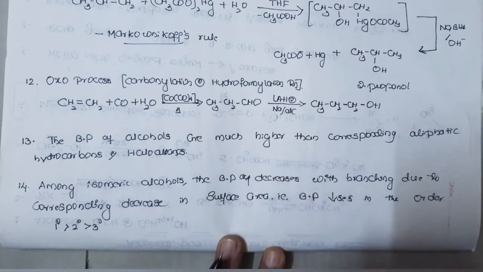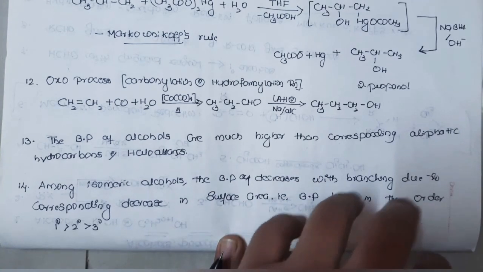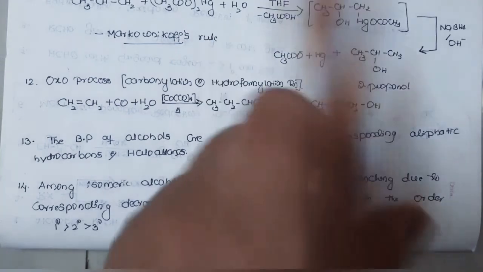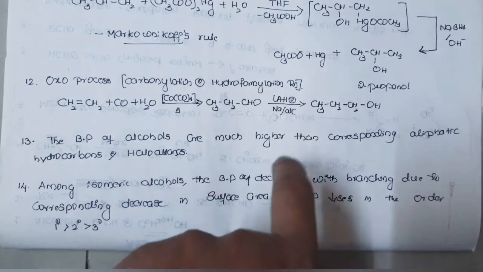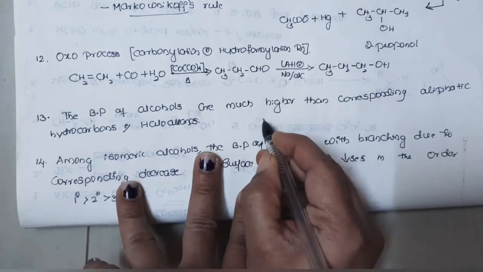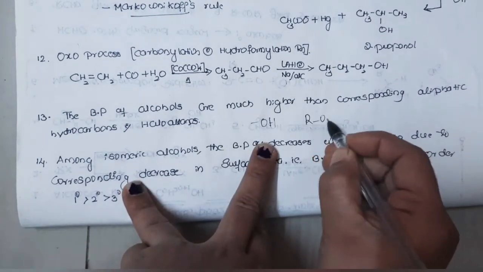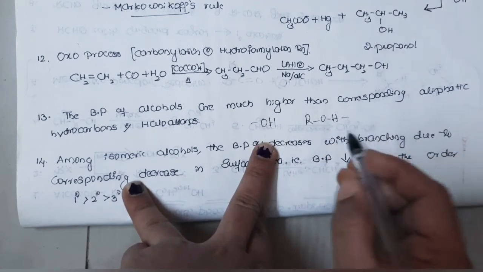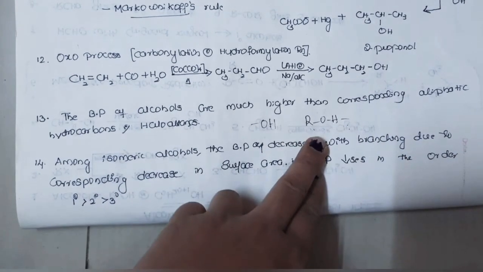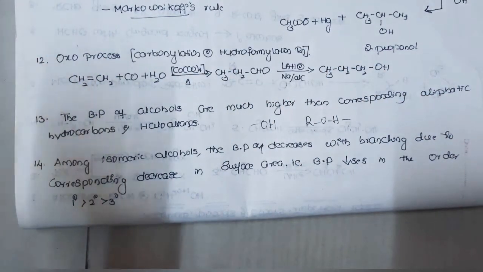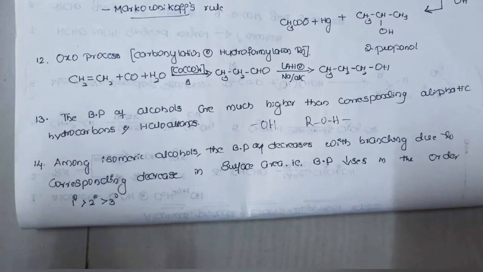When it comes to alcohols, they have a higher boiling point. The reason for the higher boiling point than hydrocarbons and haloalkanes is that alcohols have an OH group, so there is formation of hydrogen bonds with one another's OH groups, that is, intermolecular hydrogen bonding. That results in the higher boiling point for alcohols compared to hydrocarbons and haloalkanes.